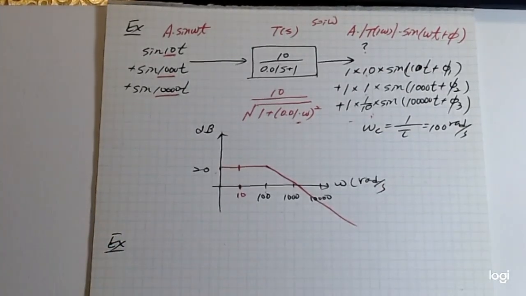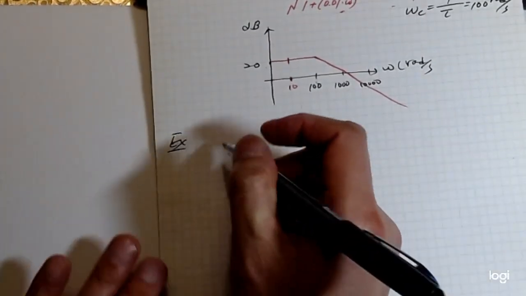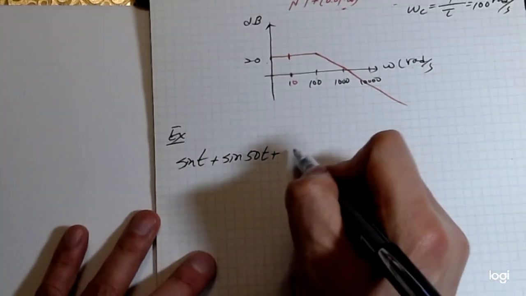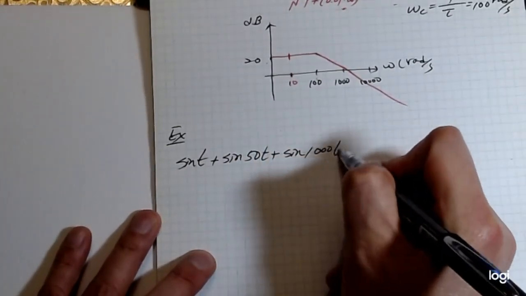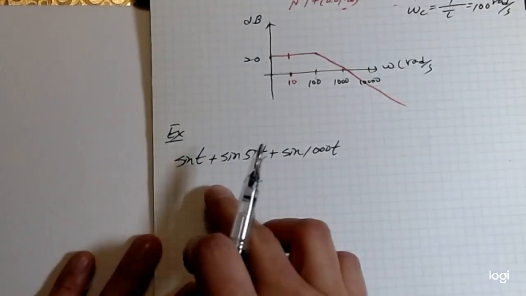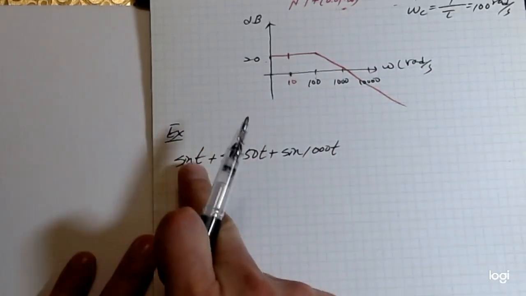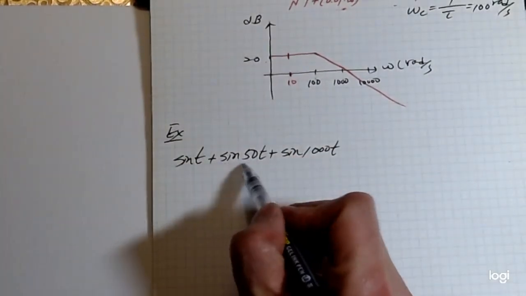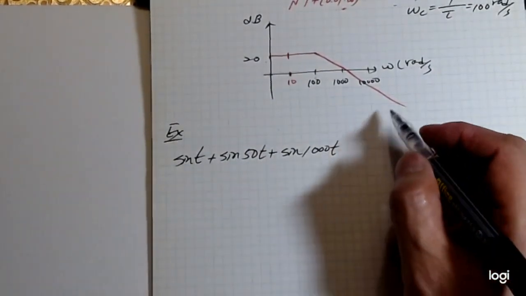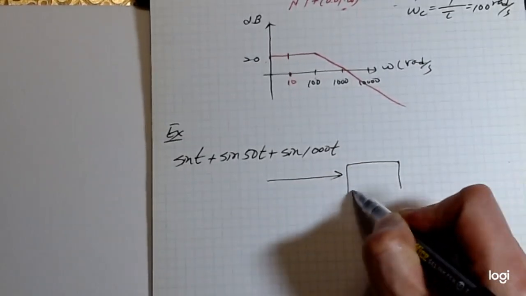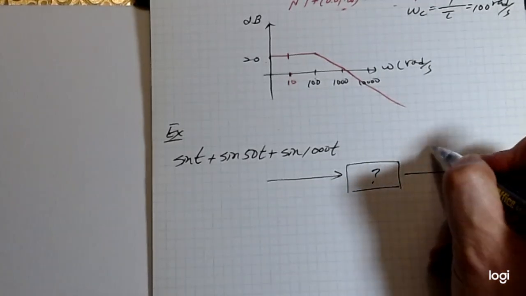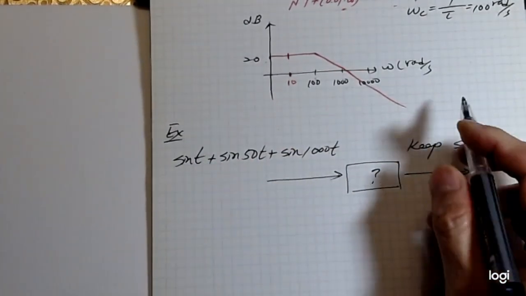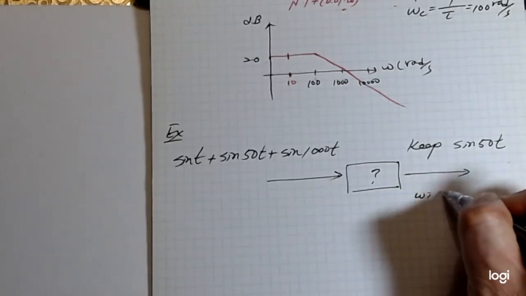Let's look at another example. If I have the signal sine t plus sine 50t plus sine 1000t, I want to reduce or attenuate the low frequency component as well as the high frequency component and keep the center one. We have this signal going into a filter, and you want to keep this one and attenuate these two with 20 dB attenuations.